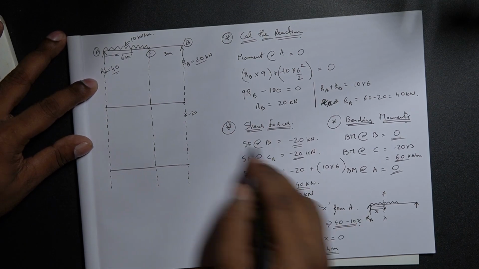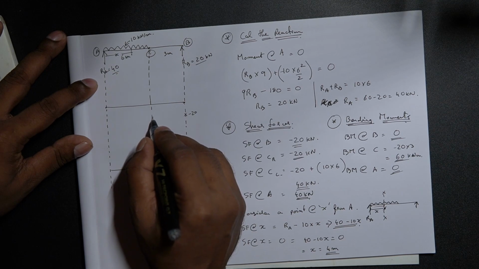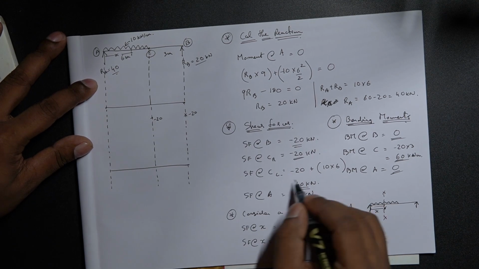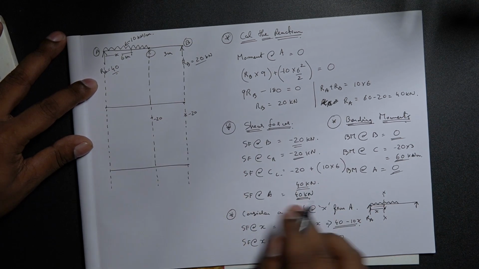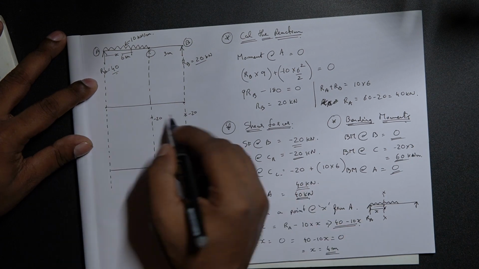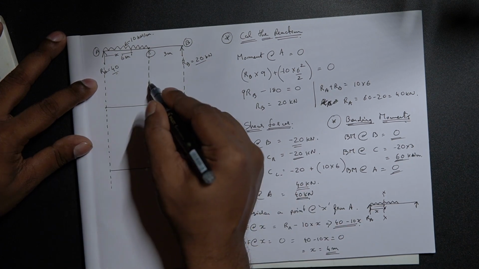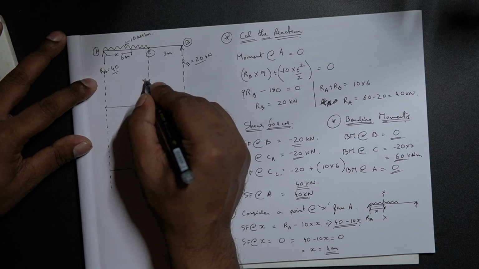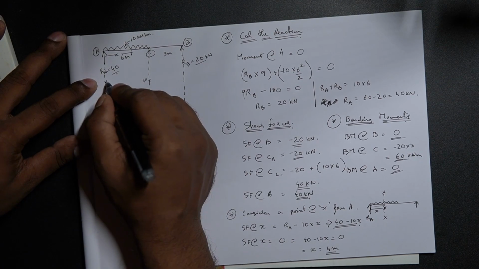Shear force at C, towards the right of C, again it's minus 20. Left of C, it is plus 40. So this is plus 20. I'll just put plus 40 somewhere over here. And shear force at A, it's plus 40.